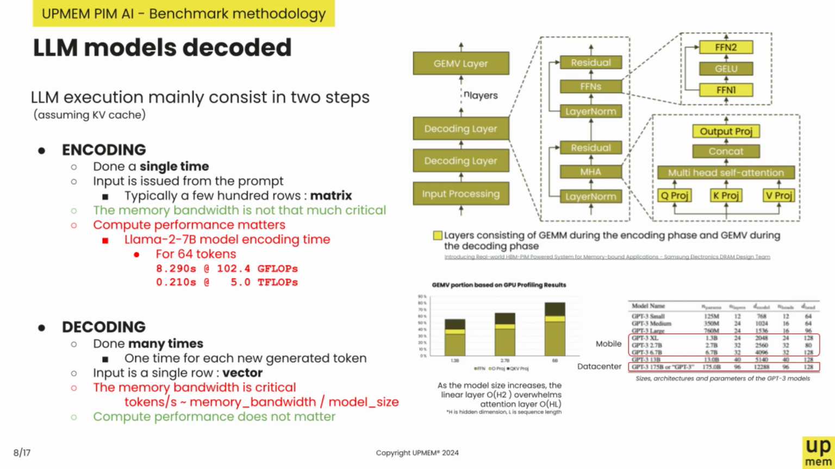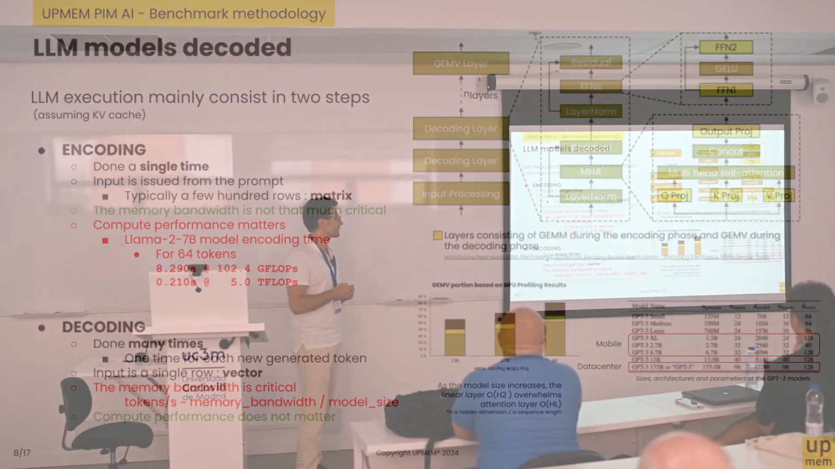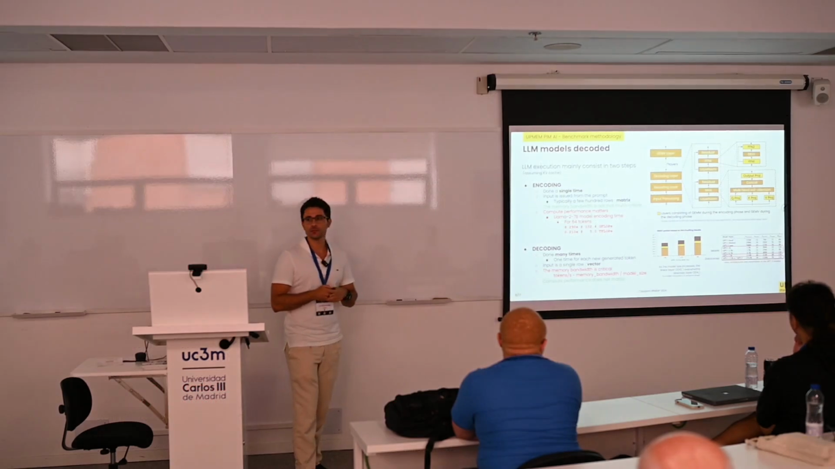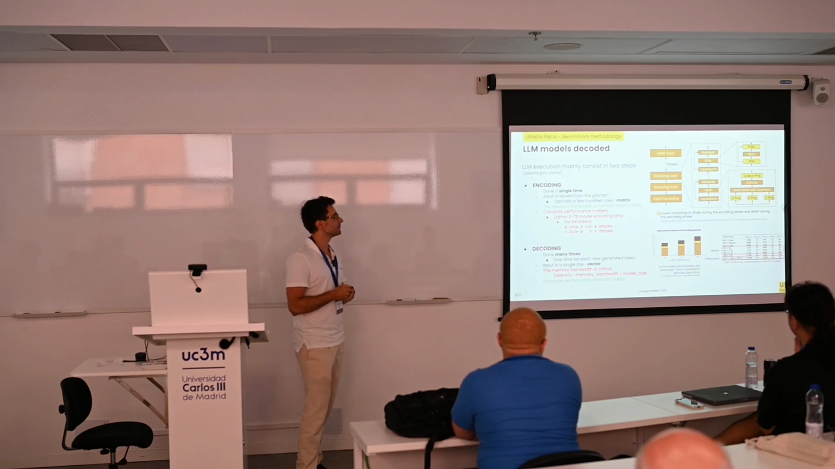Once the encoding phase has finished, we go to the decoding phase. The encoding phase generates a new token, and this will be the new input for the decoding phase, which is executed several times. Every time we want to generate a new token, we have to execute the decoding phase one more time. In this case, the input is usually a single row, meaning that when we load the weights and do this matrix-vector multiplication, the memory bandwidth will be the bottleneck, and compute performance is not that important.